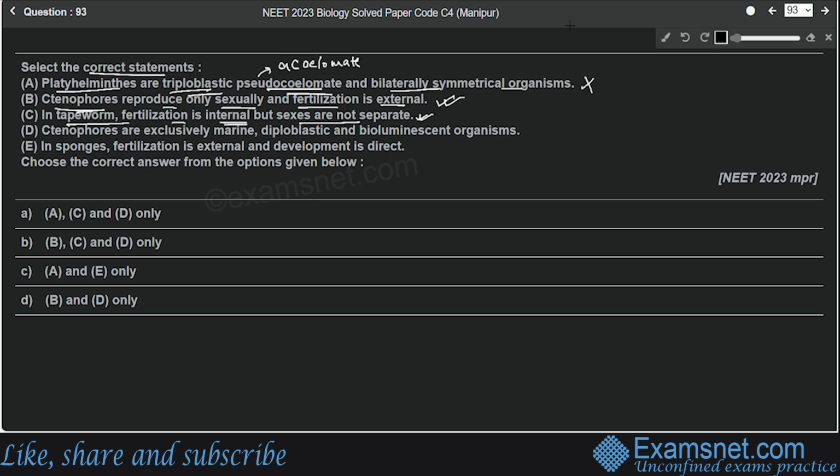Then the fourth statement says that ctenophores are exclusively marine, diploblastic and bioluminescent organisms. Yes, this is also a correct statement. Then the last statement says that in sponges, that is porifera, fertilization is external and development is direct. This is an incorrect statement because in porifera, that is sponges, fertilization is internal, not external. So A and E are incorrect, whereas B, C and D are correct statements. So B, C and D only, option B will be the correct answer.